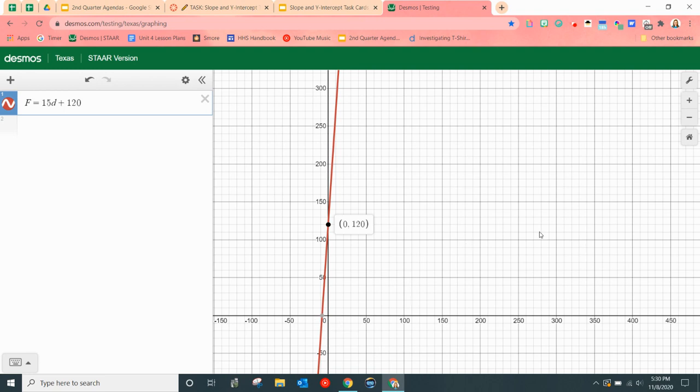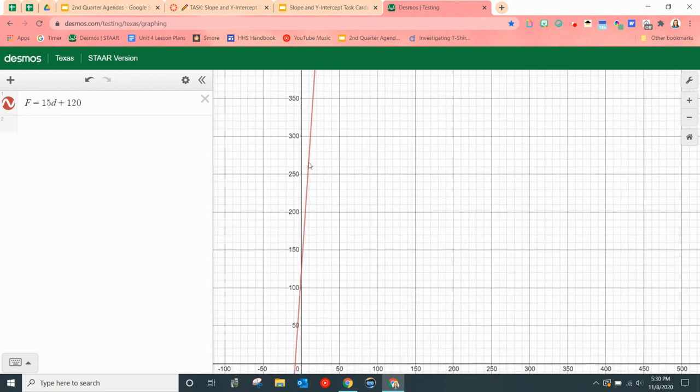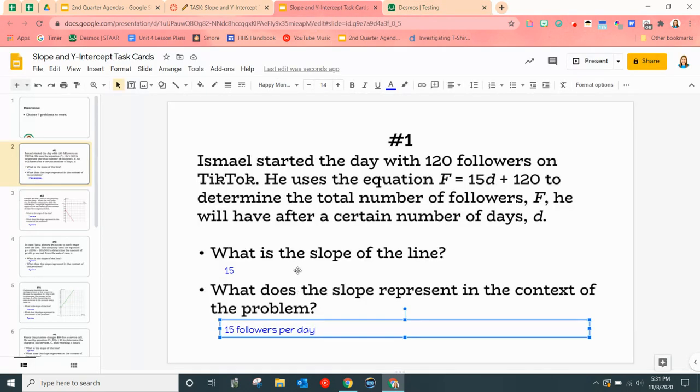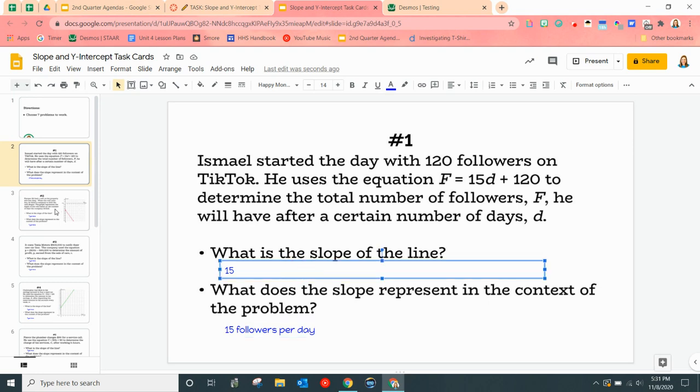So by like day, what day is this? So this is going from day 0 to 50. So on this day, this is maybe like day 10 or something. He's got how many followers? Looks like he's up here. We could trace this up till we get to 10. Yeah, it looks like he's about 270 followers by day 10. So his followers are increasing. The slope is how many new followers he's getting each day.